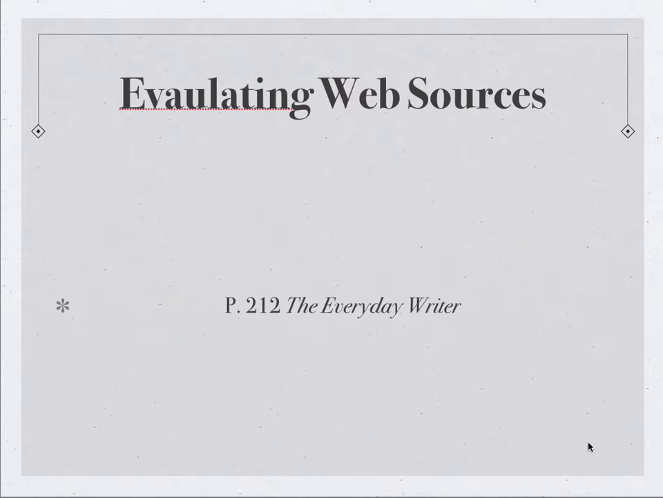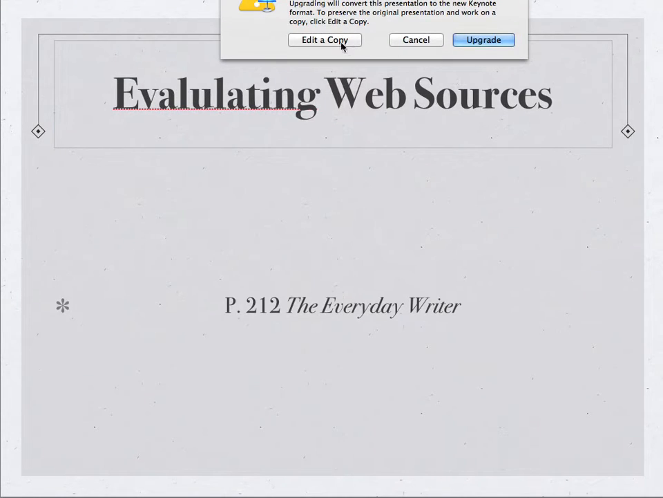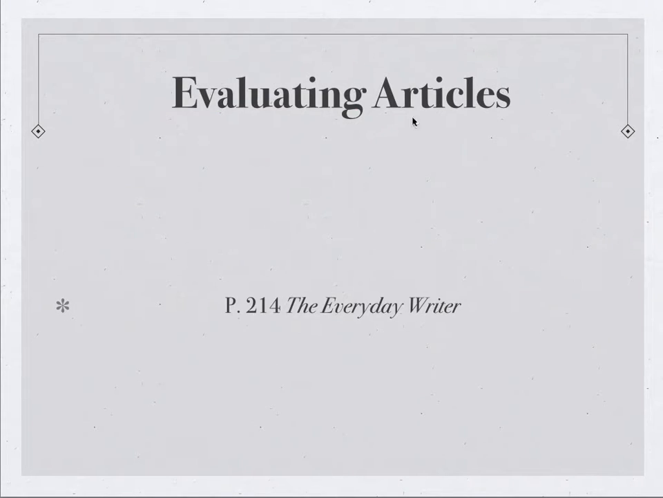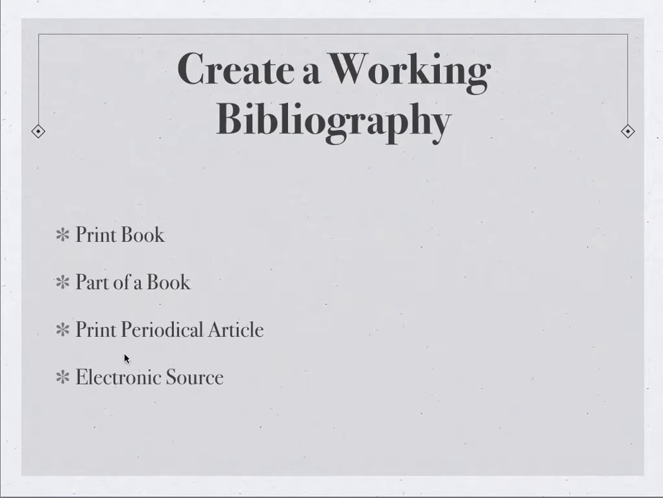Your textbook, The Everyday Writer, goes into further detail about evaluating web sources, and on page 214, it discusses evaluating articles. While you're working on your paper, you need to be focusing on creating a working bibliography, and so these are kind of the more typical resources that people rely on: a print book, a part of a book, a periodical article, or electronic source.